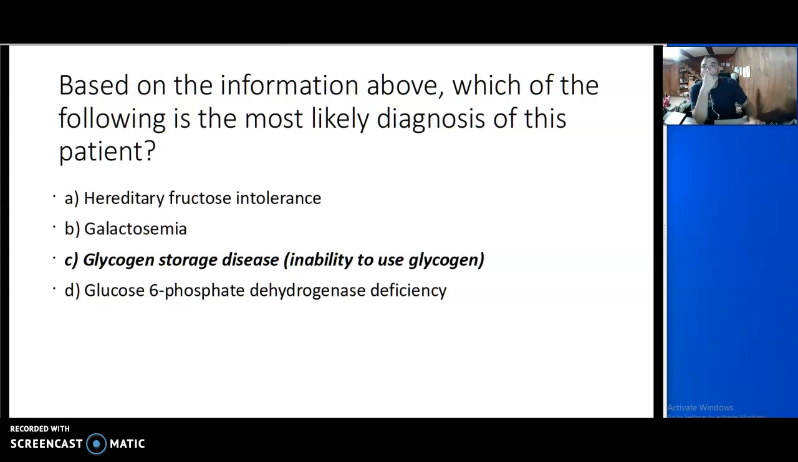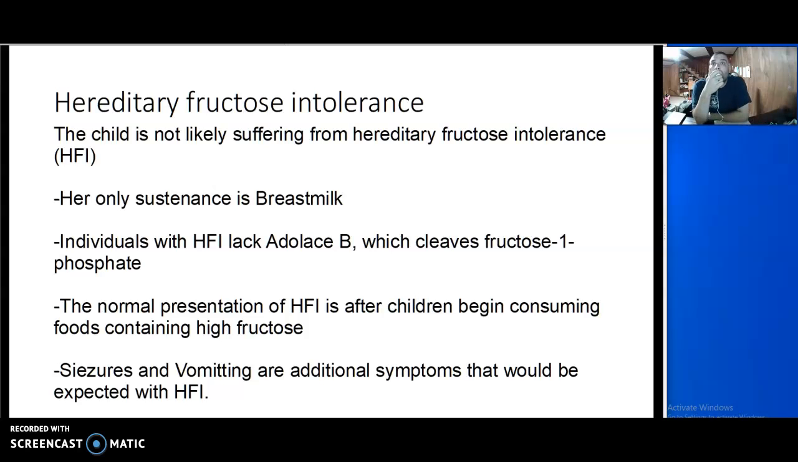However, we're going to move on to the ones that it is not. So, hereditary fructose intolerance, or HFI, is not likely what this child's experiencing. Her only sustenance is breast milk, and while there can be elevated levels of fructose in breast milk, if that's predominant in the mother's diet, the child would have had that presenting earlier if this was the case.